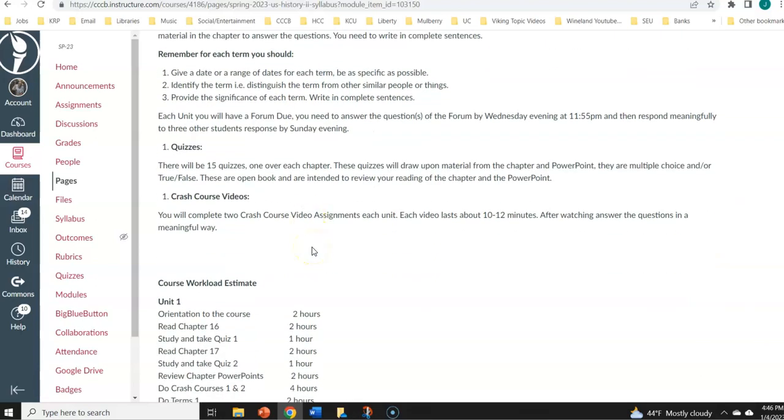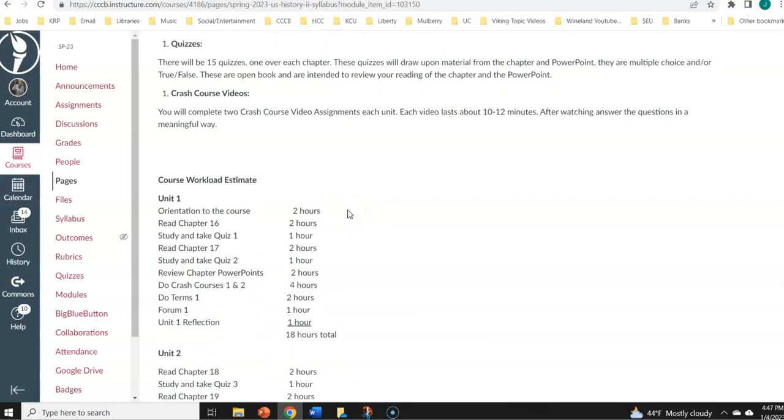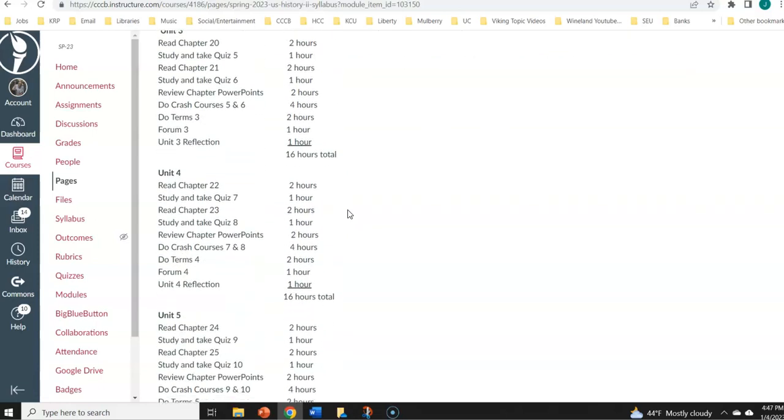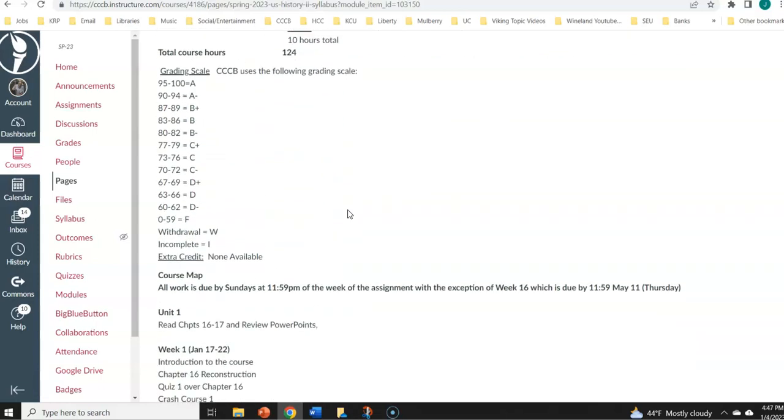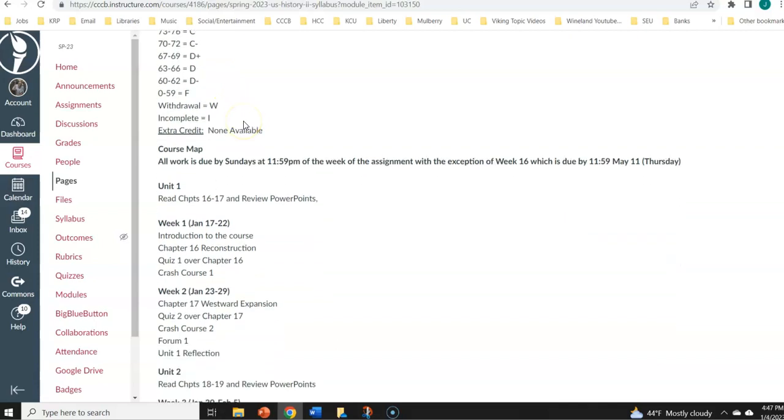And there will be quizzes, one quiz over each chapter. There will be 15 chapters that we cover, and then one crash course video for each unit. Okay? And here you see it's telling you the estimated time it'll take you to do this. Here's our grading scale. That's the standard one everybody, as far as I know, uses at Central.